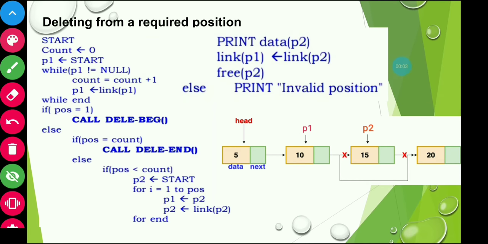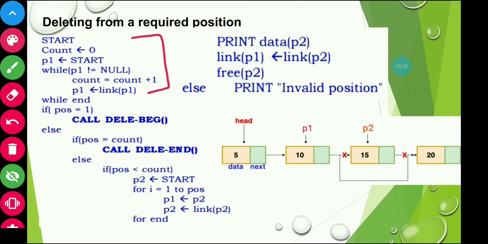Deleting from the required position. That is, it may be in the beginning, or at the end, or from a middle position. That is somewhere in the middle of the linked list. The starting steps are the same as before: we have to keep track of the number of elements. P1 is equal to start, initially count will be 0. While P1 not equals to null, count is equal to count plus 1, P1 is equal to link of P1. This process will be followed until the end of the linked list.